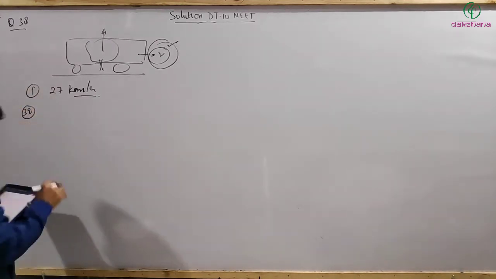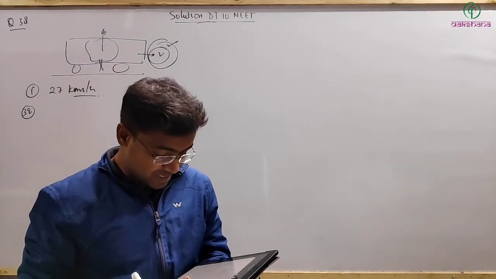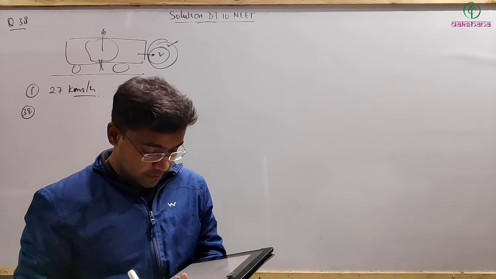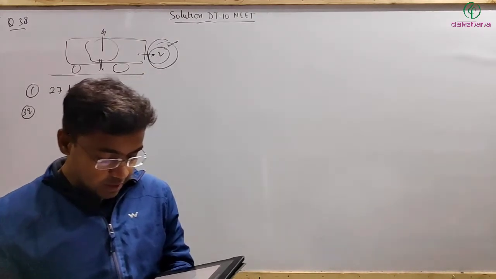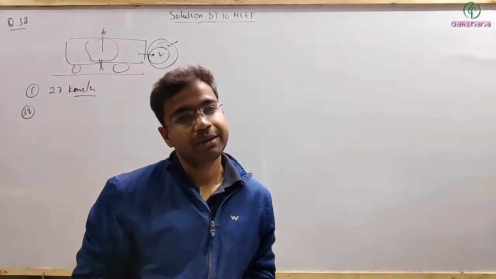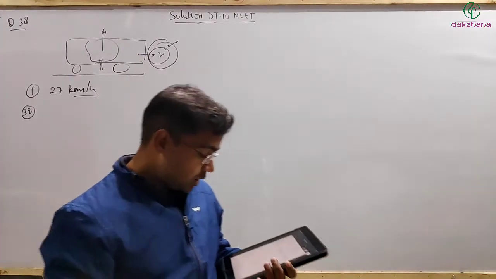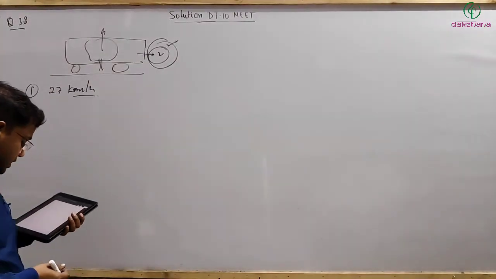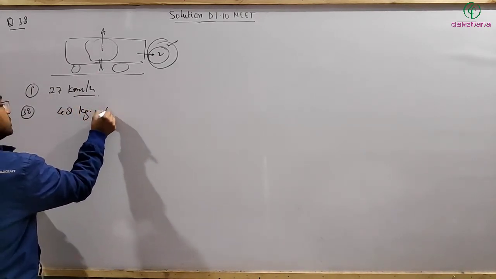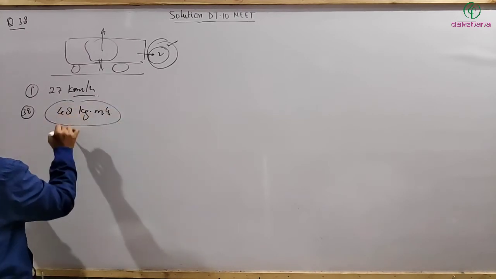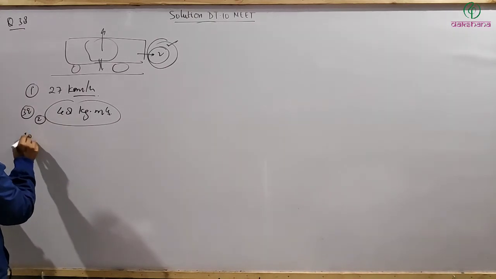Next question number 39. Body of mass 9 kg explodes into two pieces of mass 3 kg and 6 kg. If velocity of 3 kg piece is 16 meter per second, the momentum of 6 kg. तो यहाँ पर भी क्या है, मोमेंटम कंजर्वेशन. तो जो 3 kg का मोमेंटम होगा एग्जैक्टली 6 kg का भी मोमेंटम वही होगा. तो 3 kg के लिए मास 3 kg, वेलोसिटी 16 मीटर पर सेकंड, सो मोमेंटम विल बी 48 kg meter per second. That will be the same momentum of 6 kg also, matching with option number 2. Next question number 40.